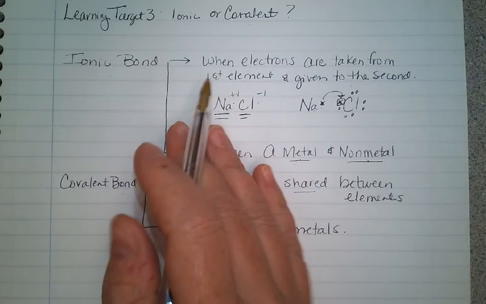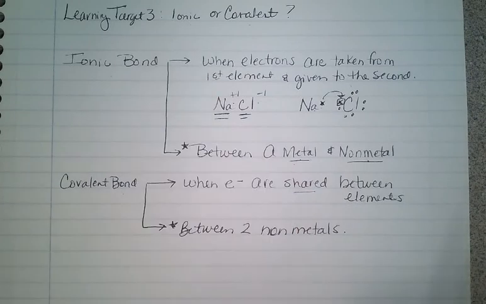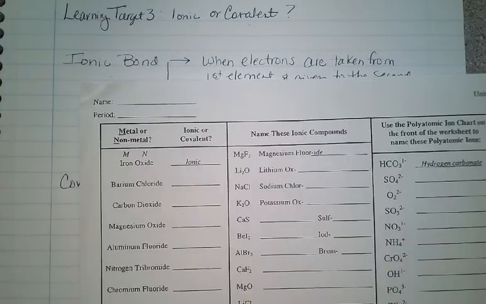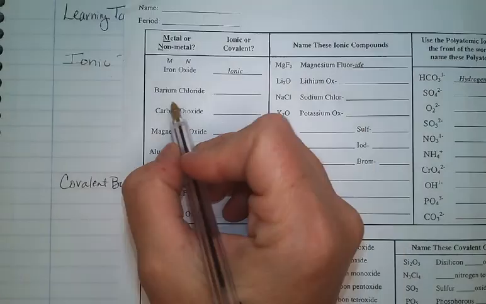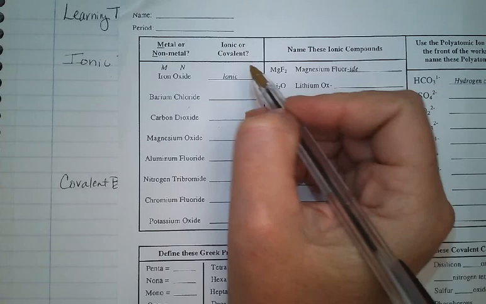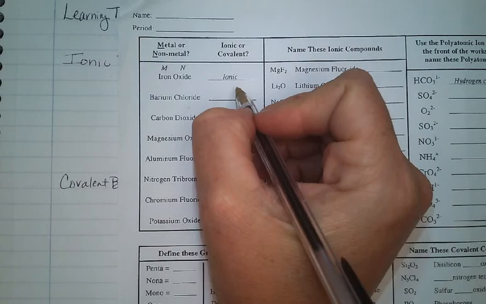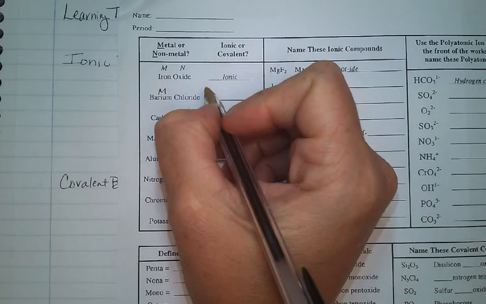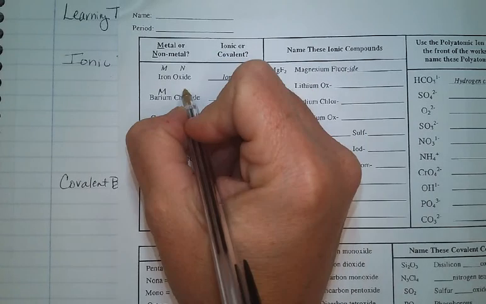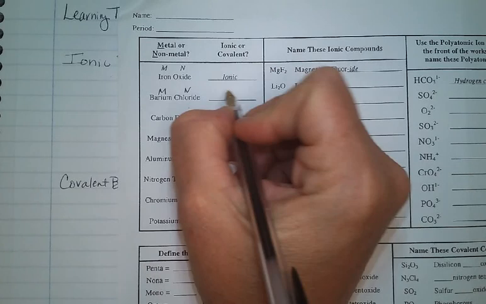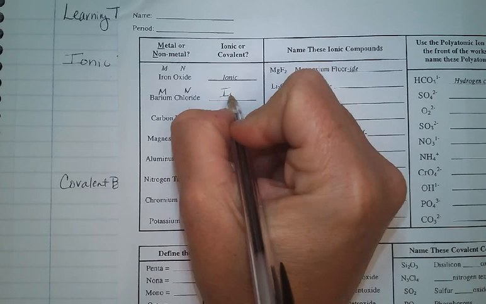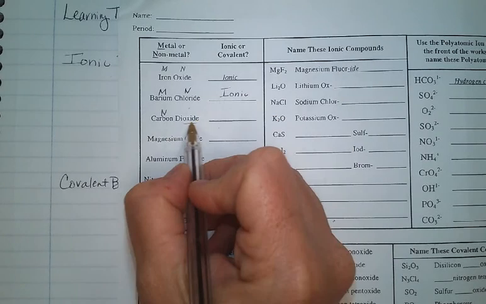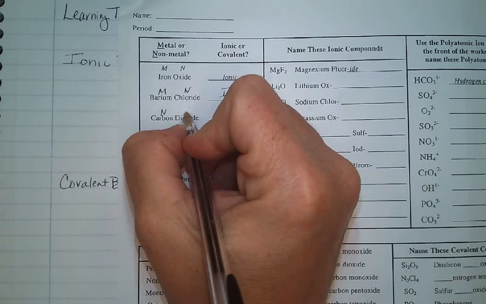Let's look at some examples right here. Just really quickly, I'm just going to look at this first box. Barium chloride, is it ionic or covalent? Well, barium's a metal because it's in family 2. Chlorine's a non-metal, so this is going to be an ionic bond. Carbon dioxide. Carbon is a non-metal, and you see dioxide, you think, well, what is that? That's actually oxygen. That is going to be a non-metal, so that's your covalent bond.